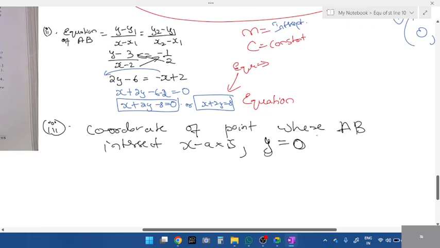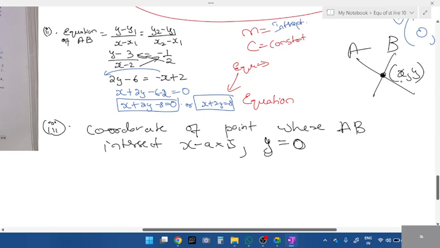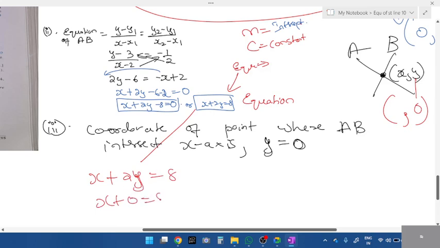Y is 0. See, any point where AB intersect, this is line A, this is line B. Whenever two lines meet, this will have an x comma y value. So it is intersecting at the x-axis, therefore we have taken y as 0. Here y is 0. We are going to find the x value now. In order to find x value, take this equation: x plus 2y is equal to 8. Substitute y is equal to 0. X plus 2 into 0 is 0, equals 8.